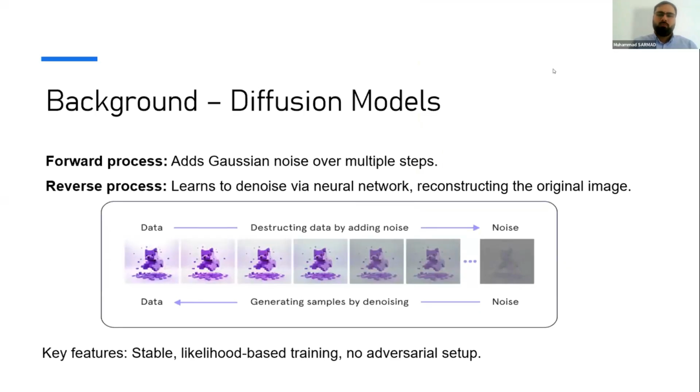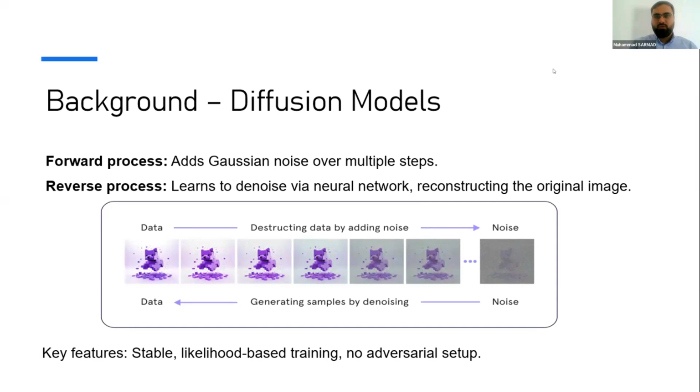So talking about diffusion models, how do they work? Diffusion models basically work with two processes. The first one is called the forward process and the second one is the reverse process. In the forward process, we add Gaussian noise over multiple steps until we get a wholly noisy image. After that, we learn with a convolution network to denoise it, which is called the reverse process. So these two processes are combined in a diffusion model.